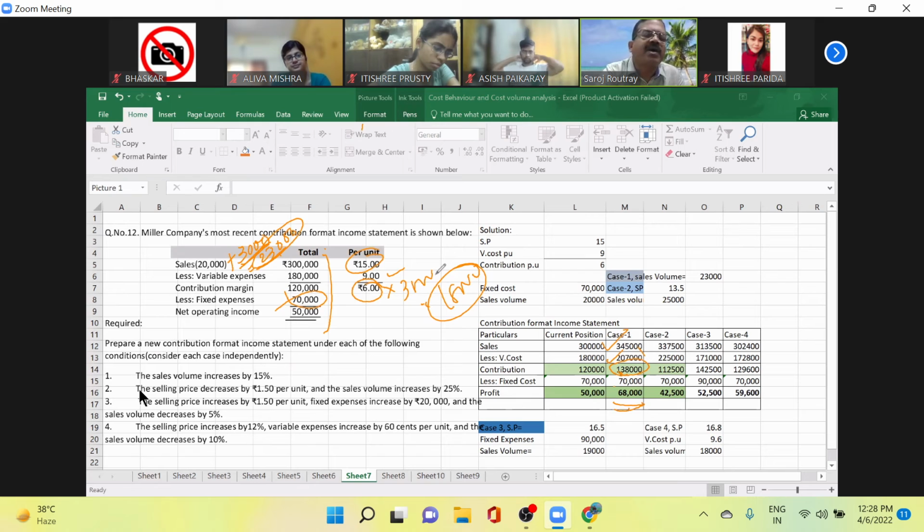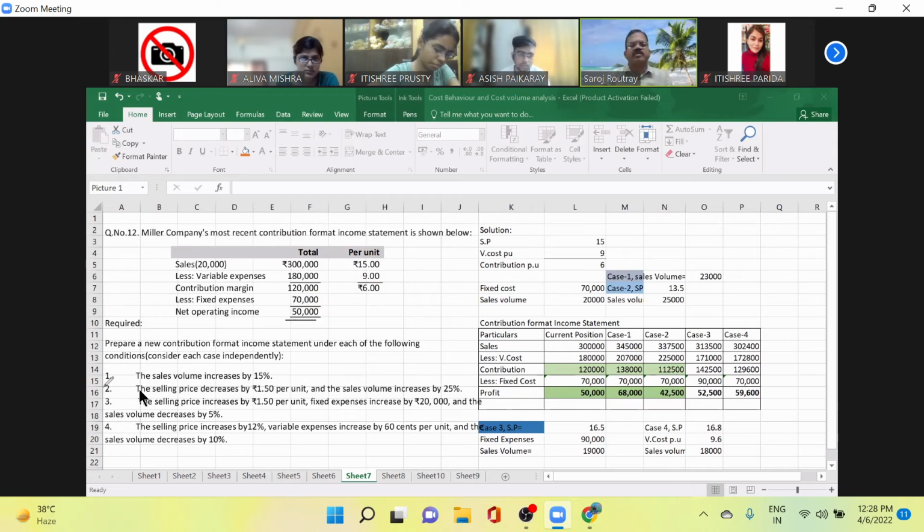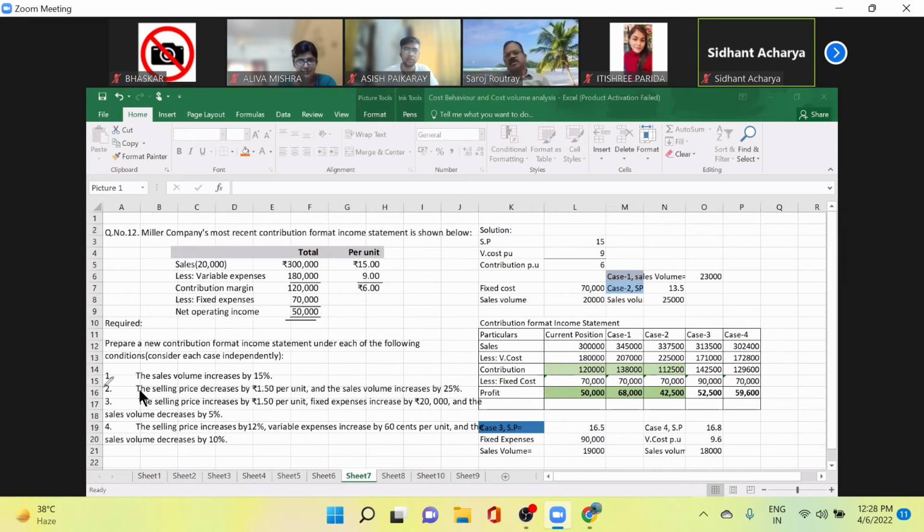Now coming to the second case. Go through the second case, then I will discuss. The solution is there in the right side, so you can always refer to it if you need. Second case is saying that selling price decreases by 1.50. It is very obvious that if you decrease the selling price, sales volume will increase by 25%. So this 20,000 will increase by another 5,000.